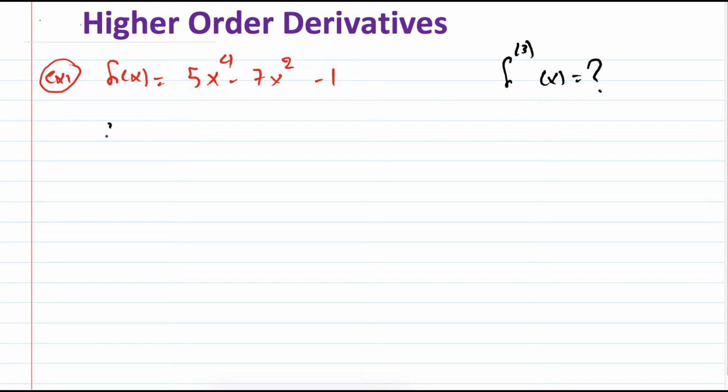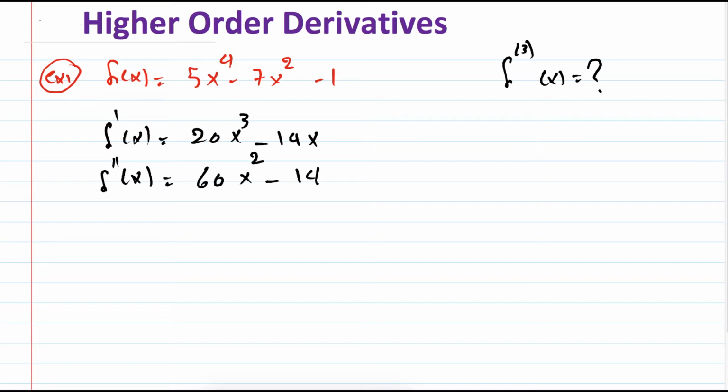So the first derivative, f prime of x, equals 20x to the 3 minus 14x, and the derivative of the constant is just 0. f double prime of x equals 60x to the 2 minus 14. The third derivative of this function equals 120x. You can notice, if I asked you to find me the fourth derivative, you'd end up with a constant, and if I asked you to find me the fifth derivative, it would be 0. That is something to keep in mind.